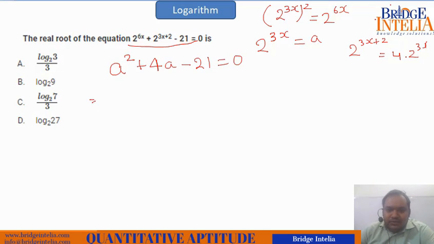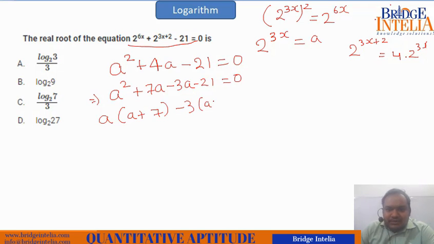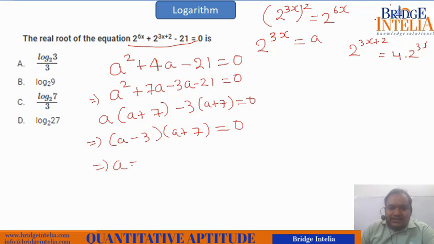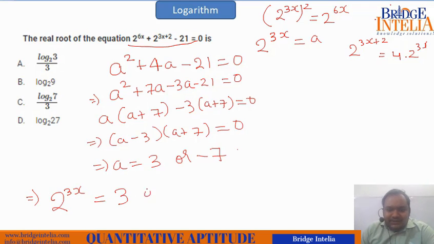Now you can find the roots of this quadratic equation. a square plus 7a minus 3a minus 21 is equal to 0. If you take a as common, a plus 7, and here you take minus 3 as common, a plus 7 is equal to 0. From here you can see that a minus 3 into a plus 7 is equal to 0. So it means a is equal to either 3 or minus 7. So 2 to the power 3x is equal to either 3 or minus 7.